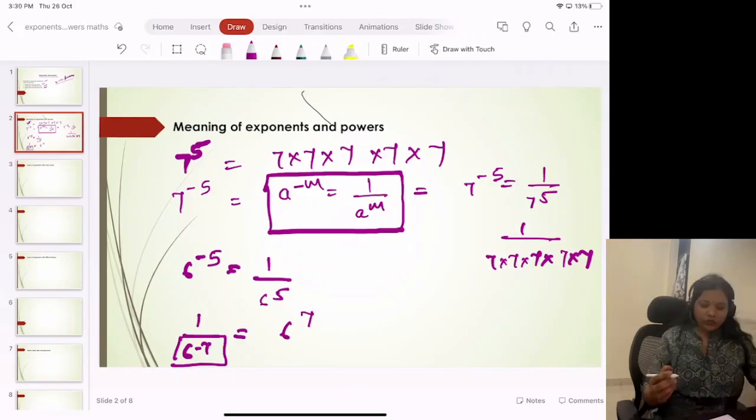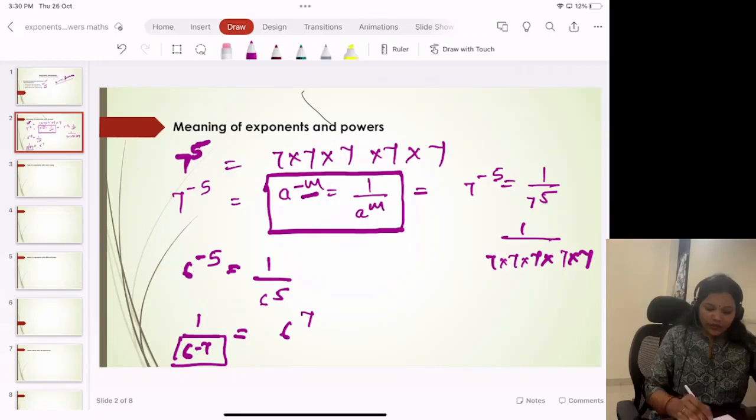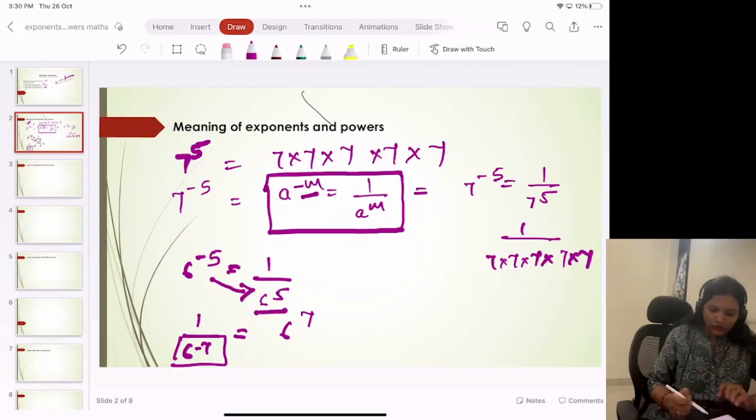So similarly, when it is negative and goes to the denominator, the power becomes positive. If it is positive, when it goes to the upper side, then it becomes negative. It is vice versa. So when it is 6 to the power minus 5 and goes to the denominator, it becomes positive. So this is very important. When we study other laws of exponents, it will be used.